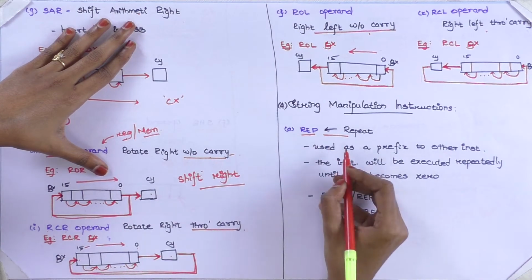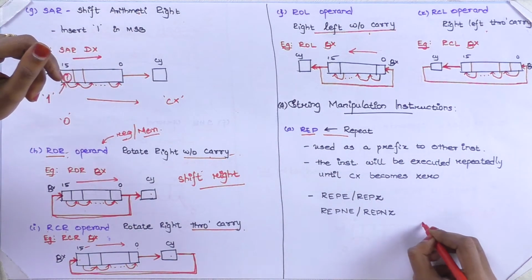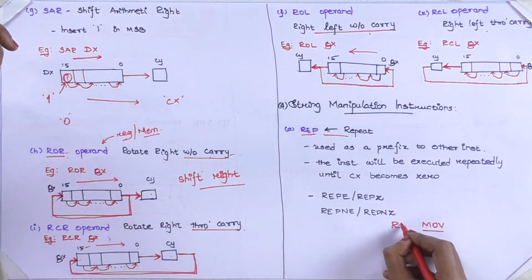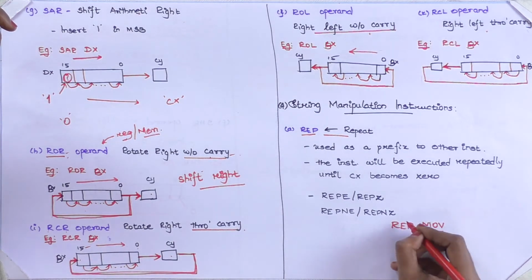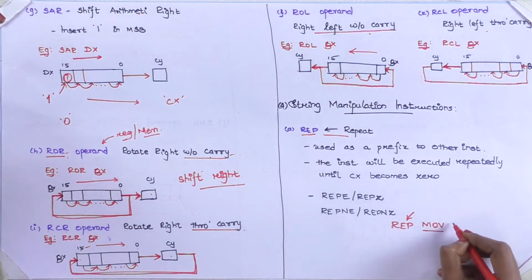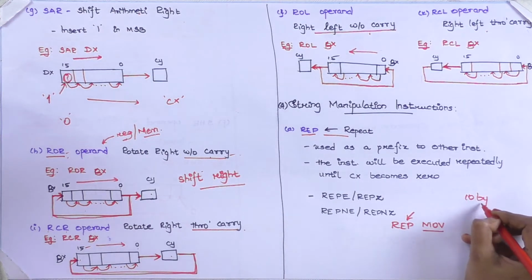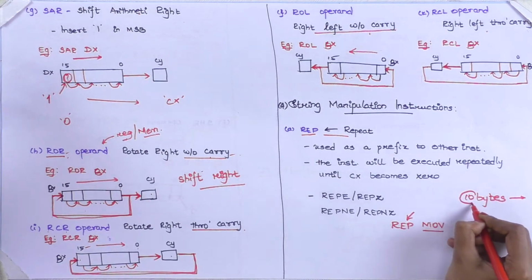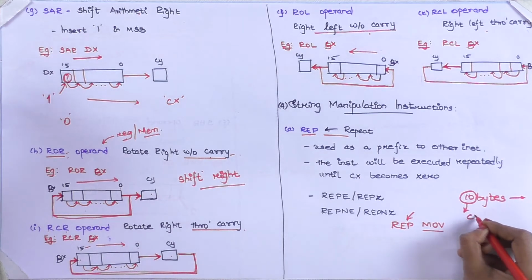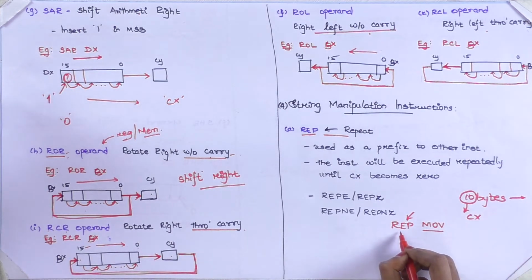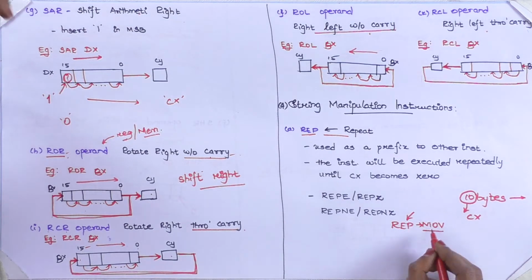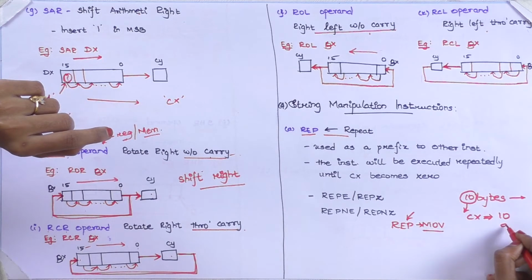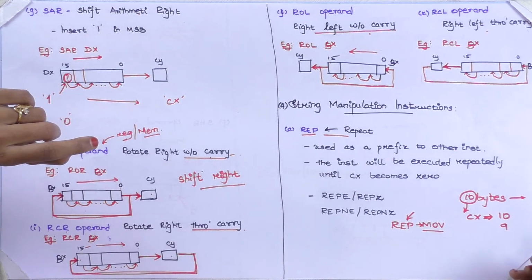How is it used? I have taken move instruction as an example. If you want to perform a move, repeat will be given as a prefix. As I have already told you, I have to transfer 10 bytes of data from one location to another. So this 10 is a count, and it will be stored in the CX register. Initially the instruction will be performed once, and the value in the CX register will be decremented by 1.